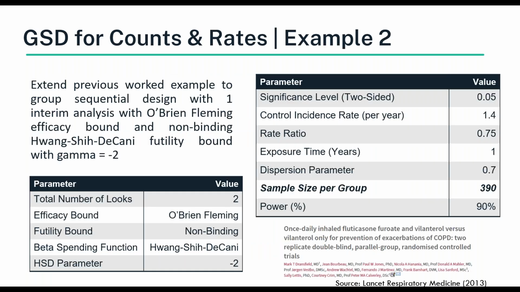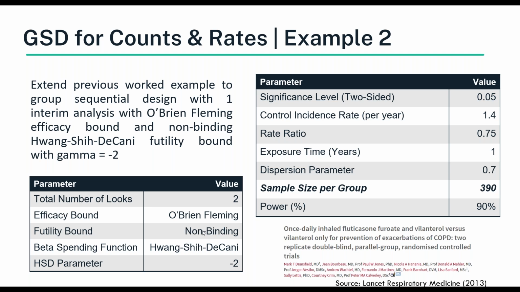Okay, so now let's take a look at an example. Here we're just going to be extending our previous example to a hypothetical group sequential design. We are going to be assuming that there is just one interim analysis, so there's two total looks, including our final look. We're going to be using an O'Brien-Fleming efficacy spending function for our efficacy bounds. And then we're going to be using a Hwang-Shih-DeCani beta spending function with a -2 gamma parameter for the non-binding futility boundaries. That is to say that we do not have to stop for futility if they are crossed.